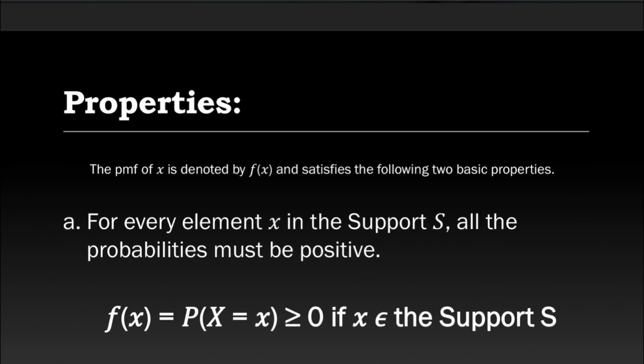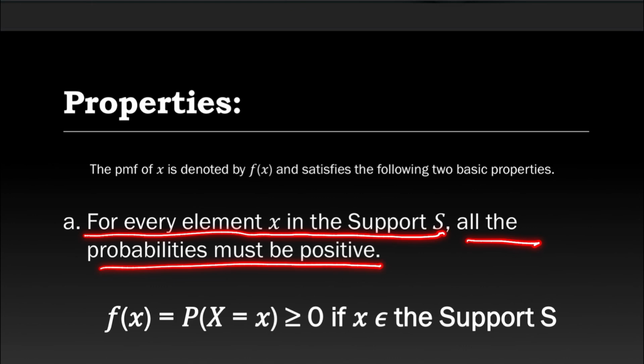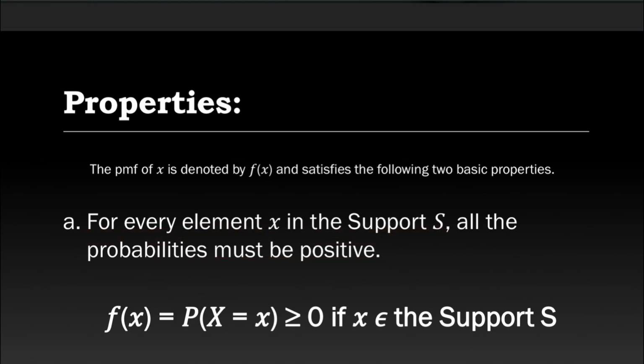Now, let's discuss properties of a PMF. The PMF of x is denoted by f(x) and satisfies the following two basic properties. Property A: for every element x in the support S, all the probabilities must be positive, denoted by f(x) = P(X = x) is greater than or equal to 0 if x is an element of the support S.